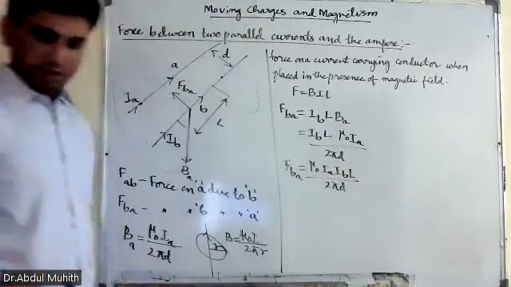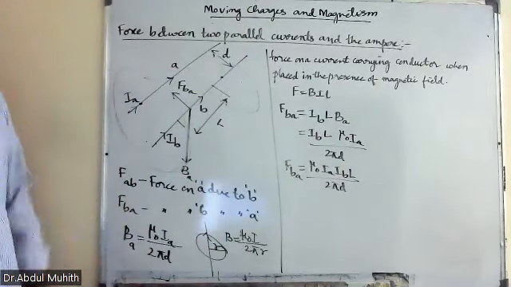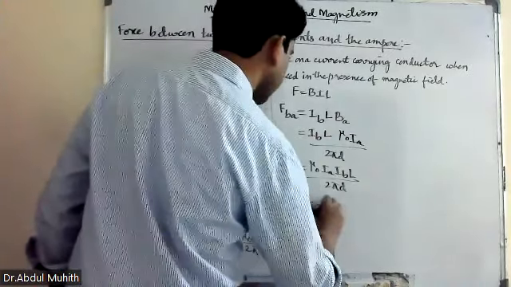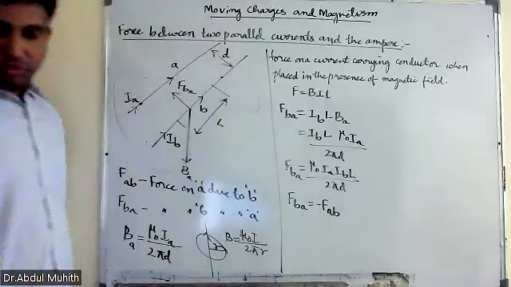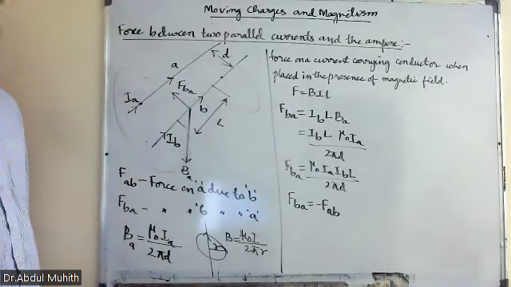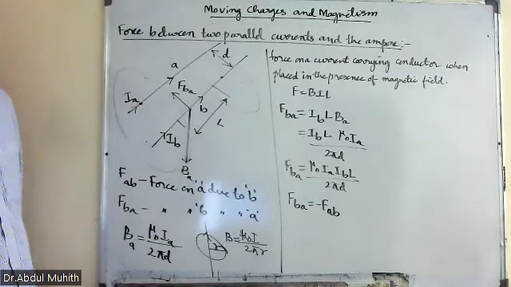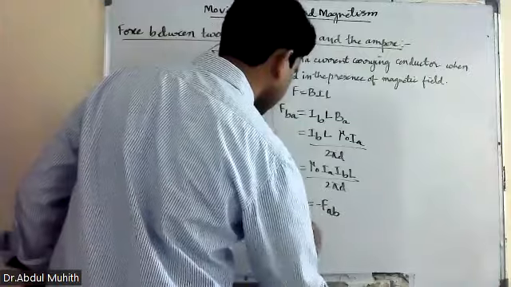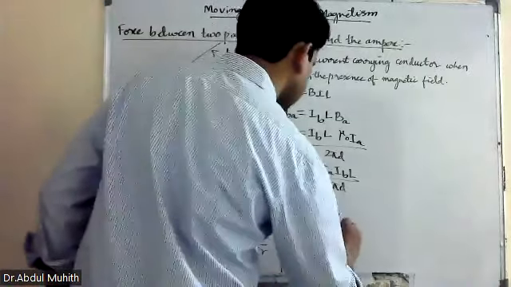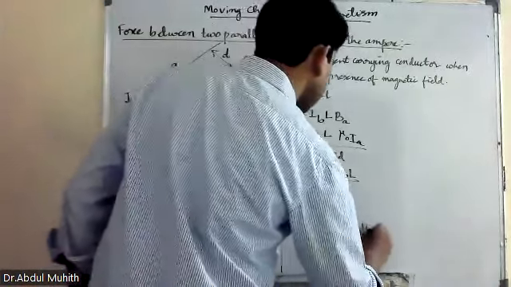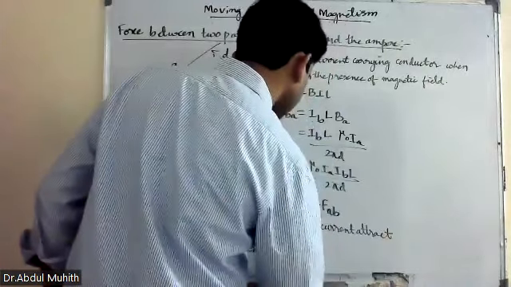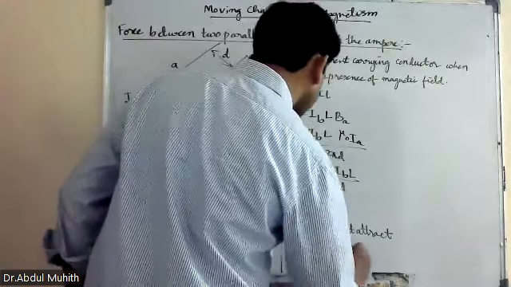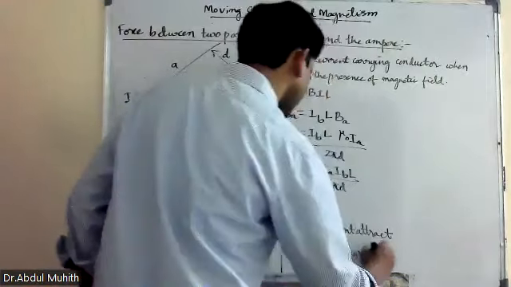The same formula will be there for the other one also. So FBA will be equal to minus FAB. Because there is a negative sign, they attract. So parallel currents attract and anti-parallel currents repel.